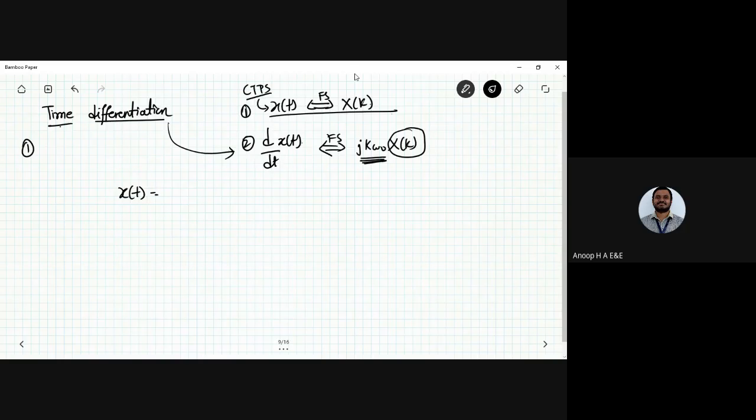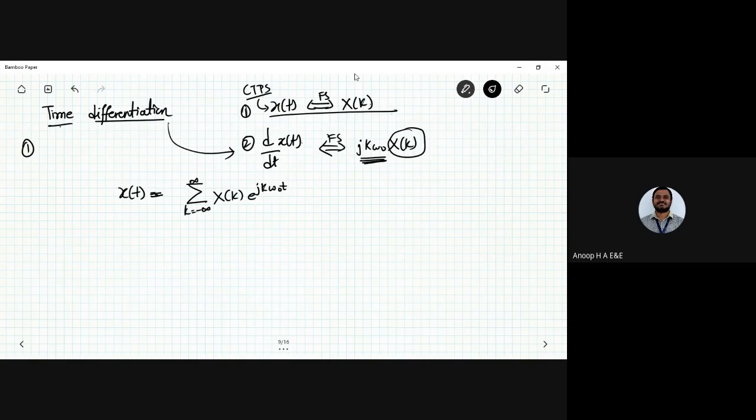So how can I write x of t? Can anyone tell me? This is one simple proof. How can I write x of t, the periodic signal, in case of summation? Anyone can unmute themselves and answer. Sigma k equals minus infinity to infinity x of k into e power j k omega naught t. Very good, e power jk into omega naught into t.